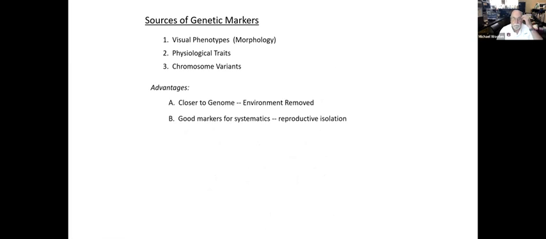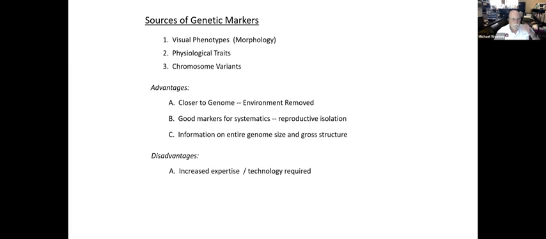Now, the advantages: they are closer to the genome because you've taken away the environment. They are really good markers for systematics, for distinguishing species apart. We're not talking about humans here, but species identification, because they really relate to reproductive isolation. If I've got 22 chromosomes and you've got 40, and we try to pull those together, the hybrid's not likely to function. Even though we could physically combine our genomes, most likely there won't be viable progeny.